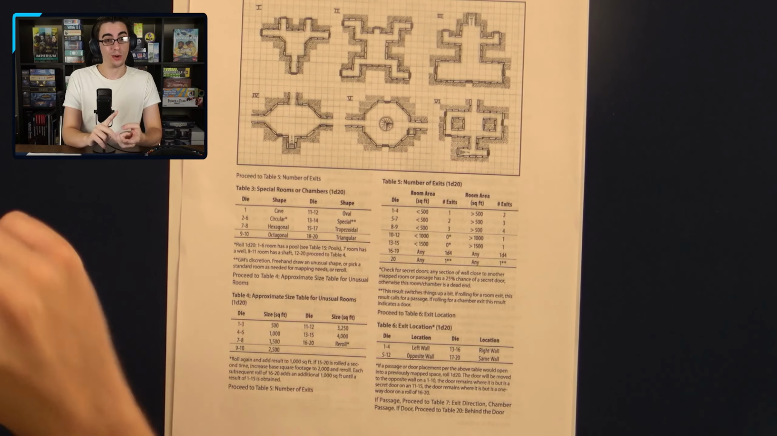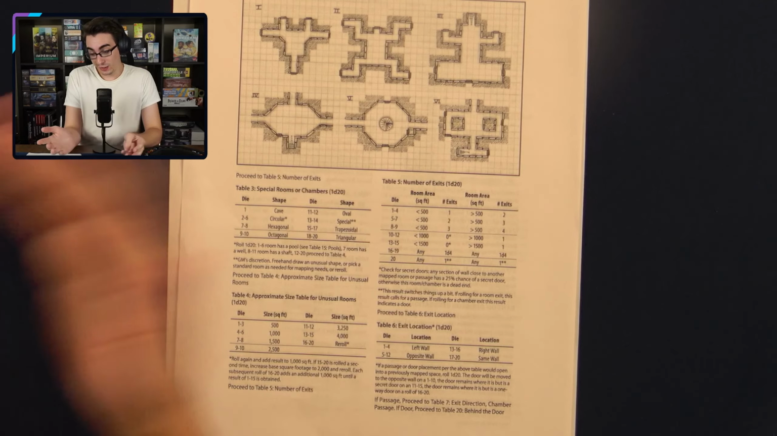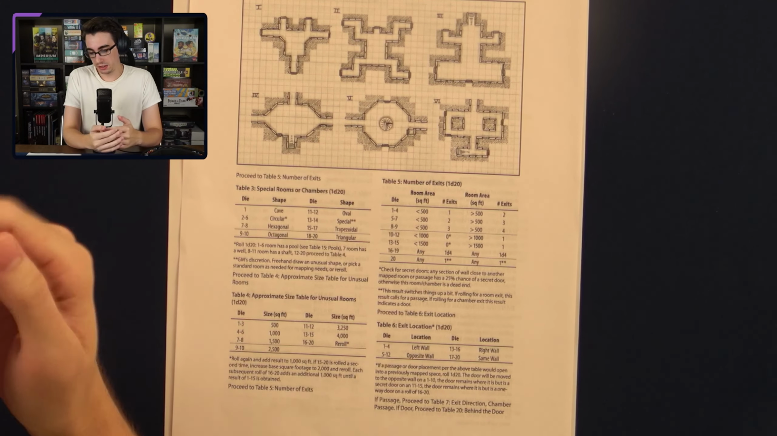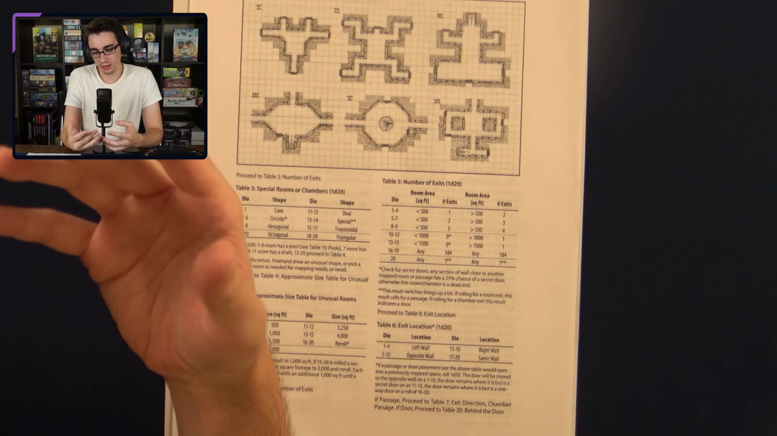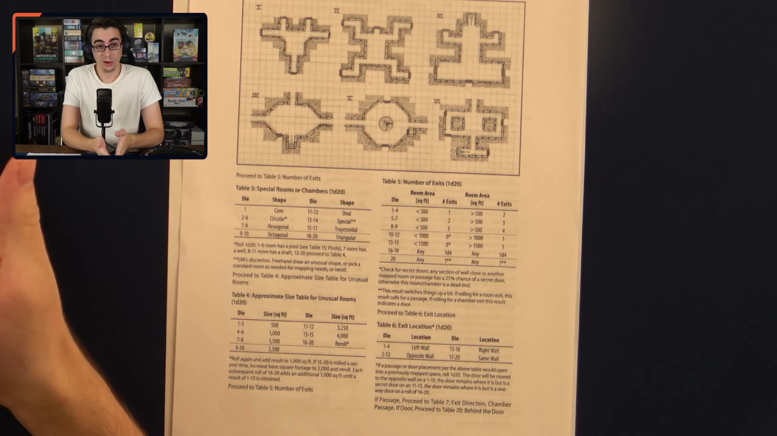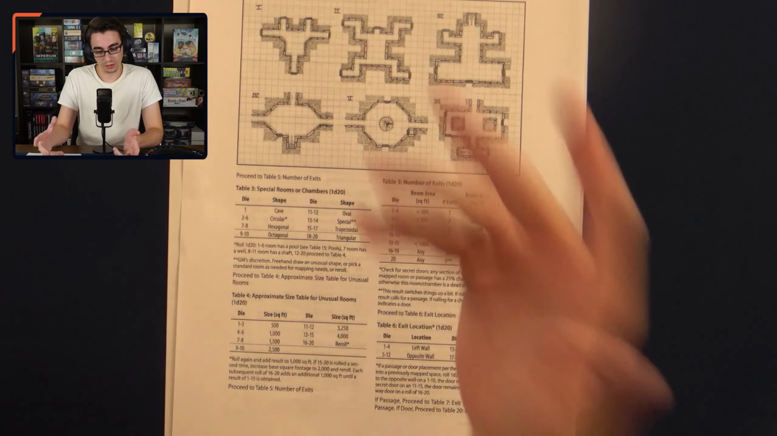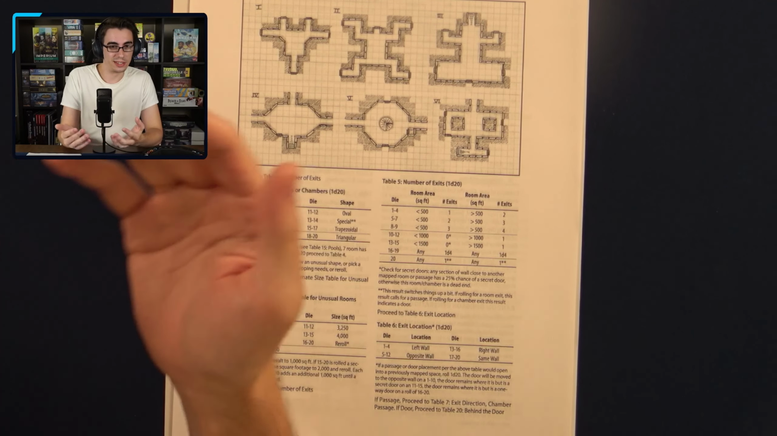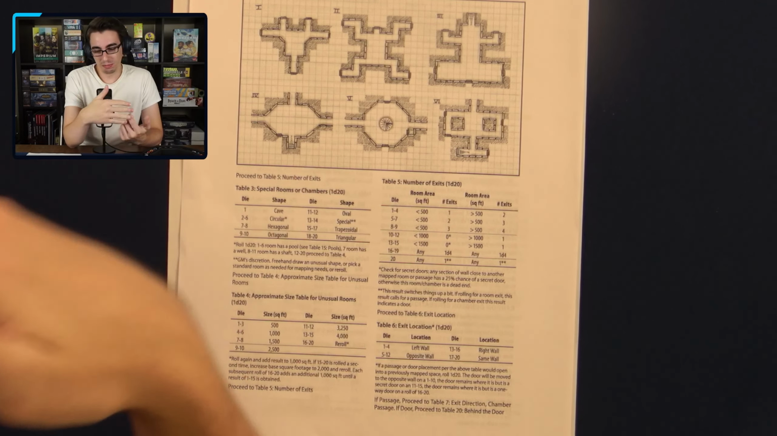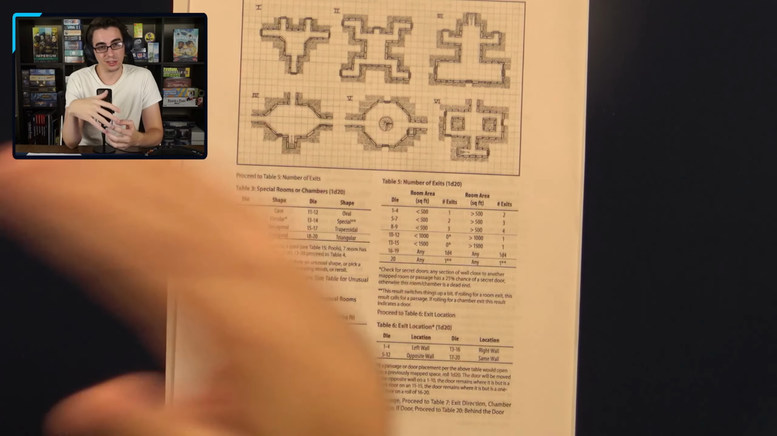You either have doors or passages, and as far as I can tell, there's no table to roll on or any way to distinguish whether the exit is just a door or an actual passage leaving the room. So what I've been doing is just rolling a d20 and doing 1 through 10 is passage, and above 10 is a door.